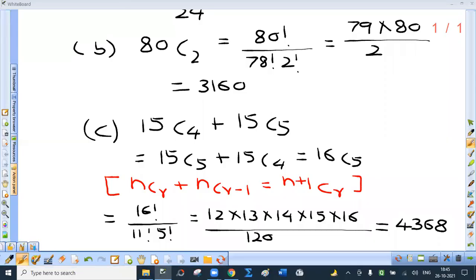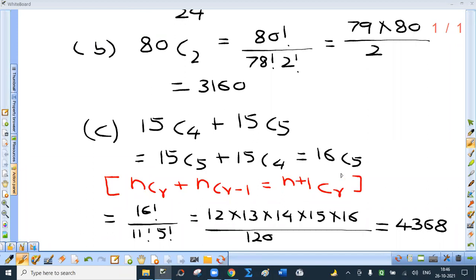Part C: 15C4 plus 15C5. Now you may ask me, can we obtain these two separately and add? Will we get marks for that? Yes, you will. But if you write this as 15C5 plus 15C4, this is of which type? nCr plus nCr minus 1, which is what? n plus 1 Cr. So 16C5.